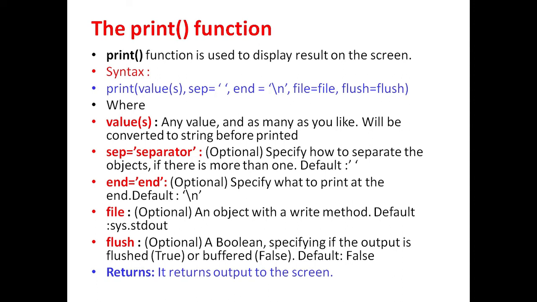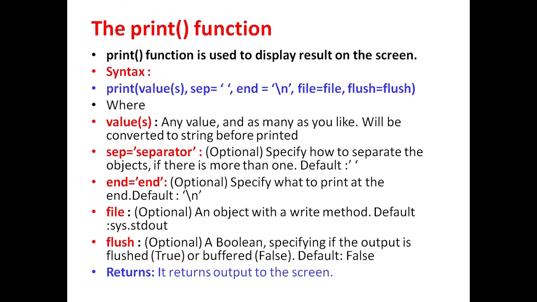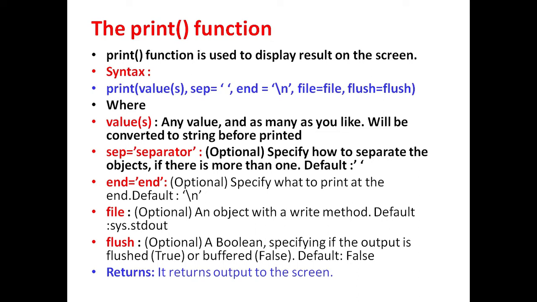Next is the print function. The print function is used to display the result on the screen. The general syntax is print(value, sep, end, file, flush), where value is any value, or as many values as the user wants, and all will be converted to string before being printed. Separator is an optional parameter which specifies how to separate the objects if there is more than one object. The default is space. End is also an optional parameter which specifies what to print at the end. The default is \n, that is, new line.